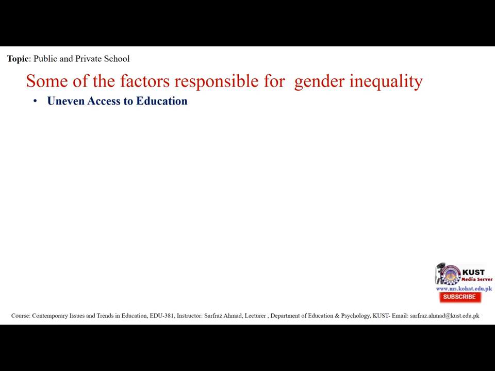Of all the illiterate people in the world, two thirds are women. When girls are not educated on the same level as boys, it has a huge effect on their future and the kinds of opportunities they will get.